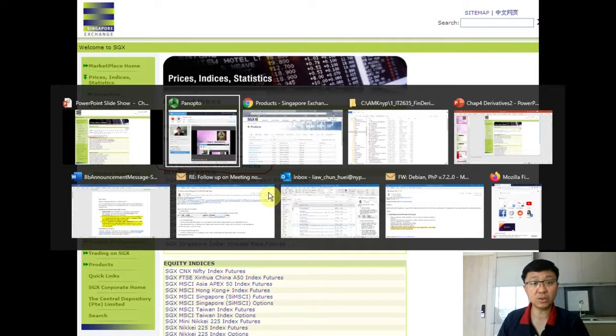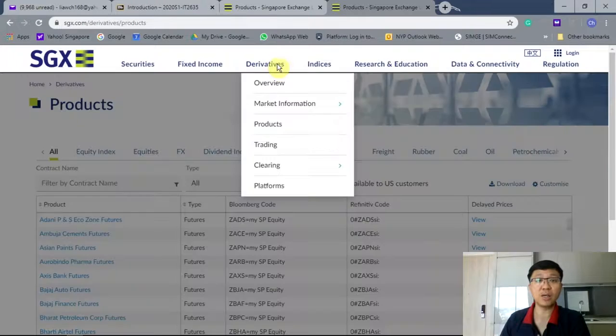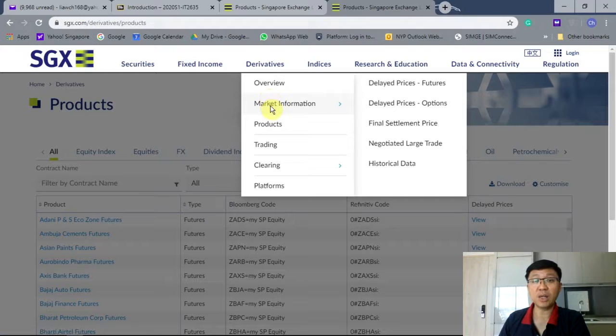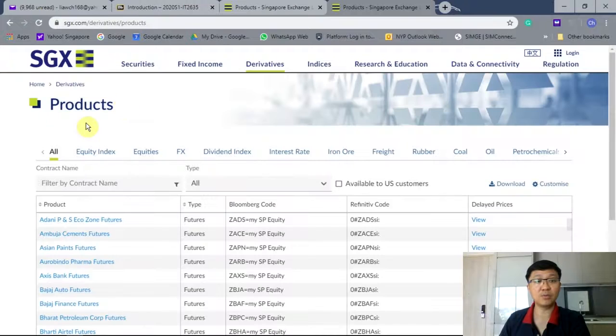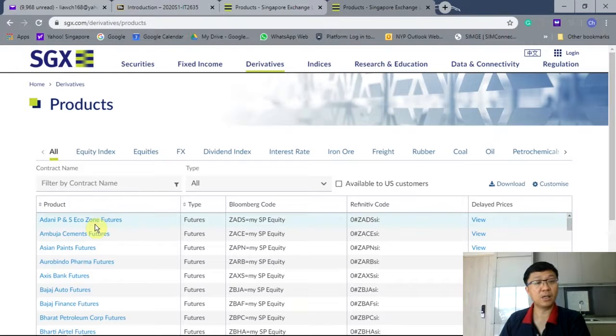Let me just switch to the Singapore Stock Exchange. This is one of the main pages. You can see right at the top there's the derivatives, which is what we are doing now. If you look under products, they have a wide range of products that they are offering. The various futures and options again, they have a wide range of commodities that you can buy, like gold, oil, coal, rubber. Anything you want, it's basically all tradable online.